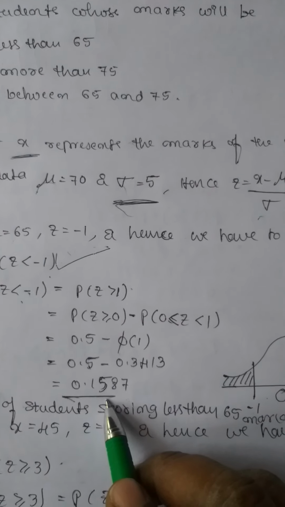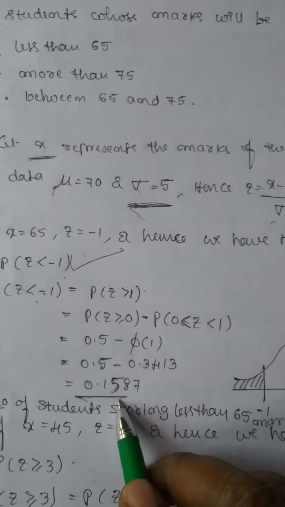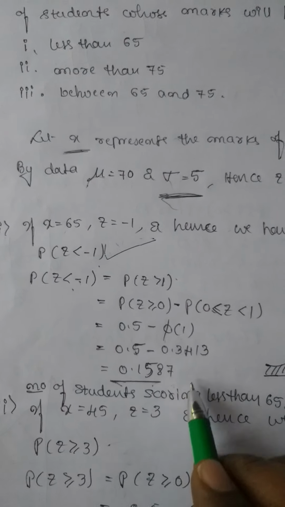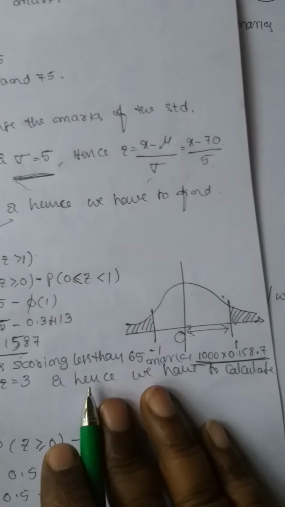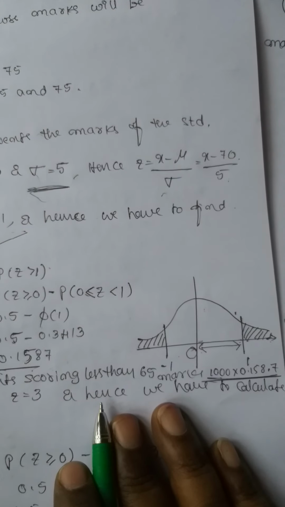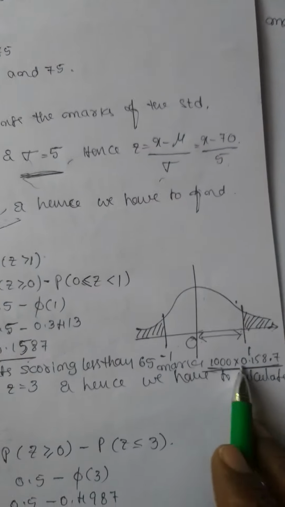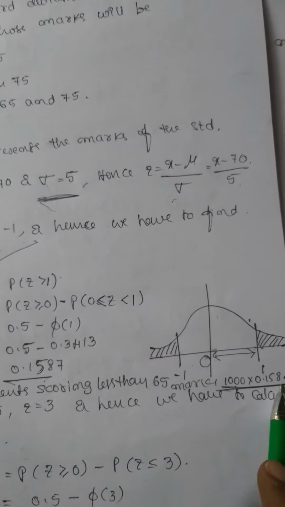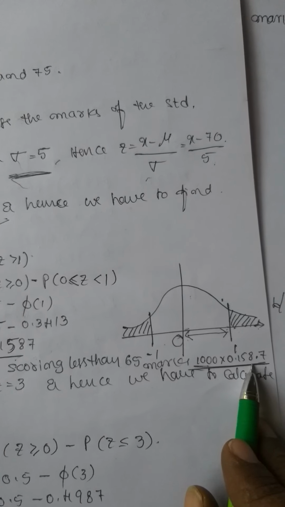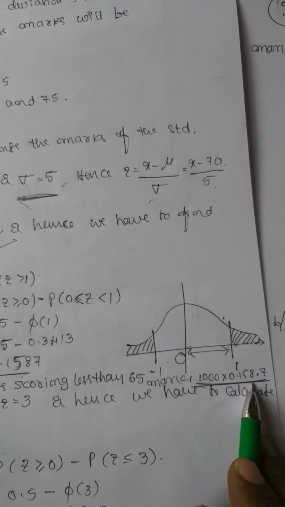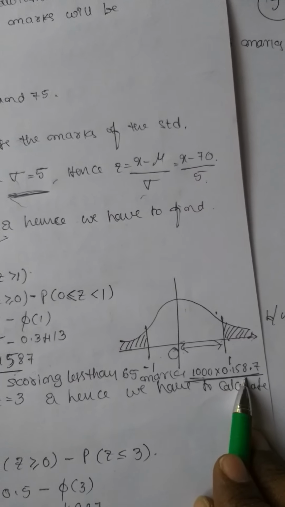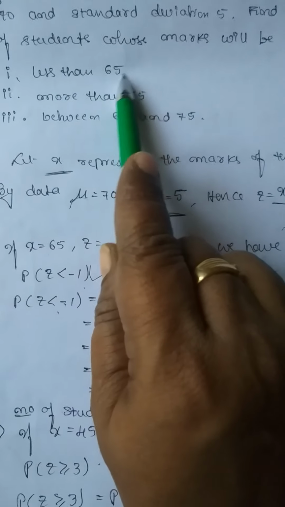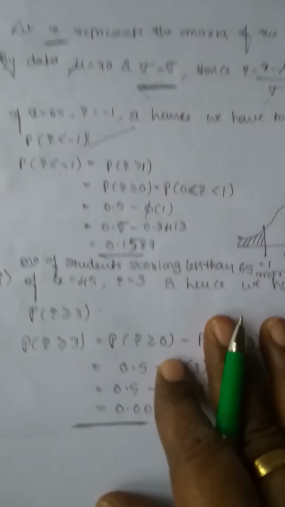Now I can't stop here itself because they're asking for the number of students who got marks less than 65. Now this gives the probability. Now I should multiply this with the 1000 students because the entire problem is based on 1000 students. If you multiply that with 1000, you are going to get 158.7. I have to round that up because students cannot be expressed in decimals. So I can round that up to 159 students. So we can conclude that 159 students have got marks less than 65.